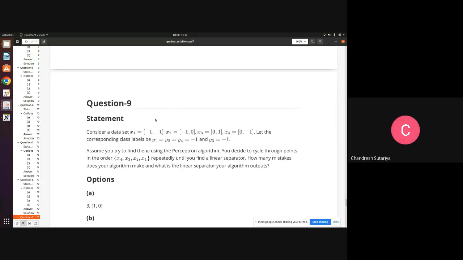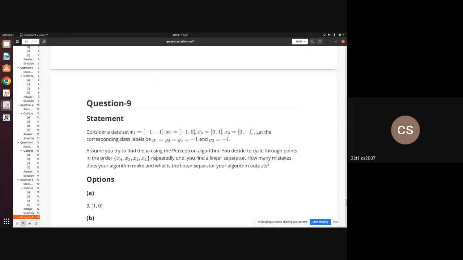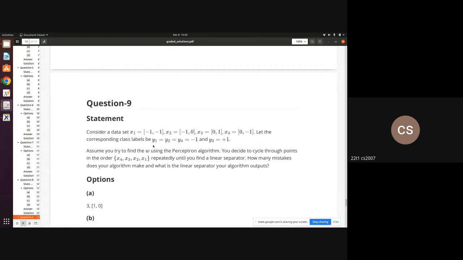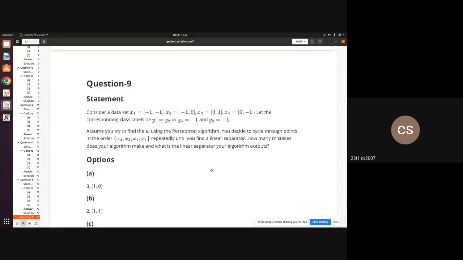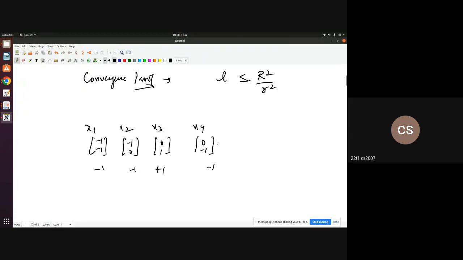So this is the data that we have. Let me write this down. This question will clarify your doubts. So this is what is given to us. Right. So in this question, the sequence is given to be x4, x3, x2, x1, and the labels are +1 for this one and -1 for the rest. We are not given the initial weight vector, so we'll take that to be a 0 vector. You decide to cycle through the points in this order repeatedly until you find a linear separator. The question asks how many mistakes we made and what linear separator we got.